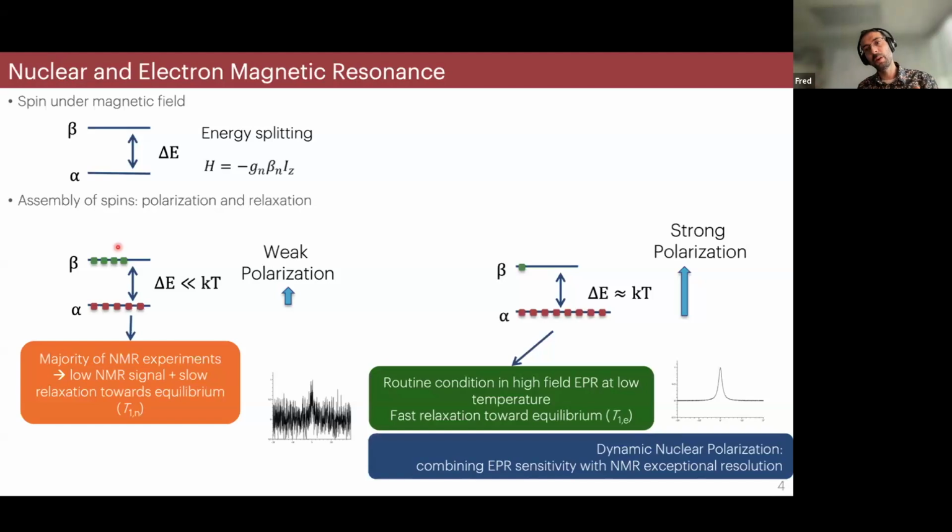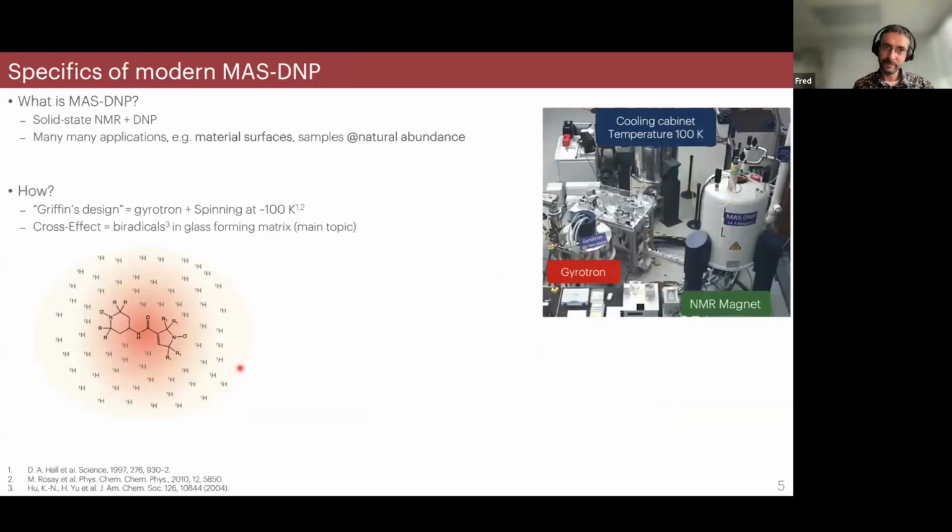You have the other case where the difference in energy is greater, or at least of the same order of magnitude as the thermal energy. In that case, you have more spins in the lower state as compared to the higher state. And this is routine in high field EPR and at low temperature. In the best of worlds, you would like to have this situation of strong polarization and large signals combined with the amazing resolution NMR gives. And that's basically the idea behind dynamic nuclear polarization, to combine the best of both worlds.